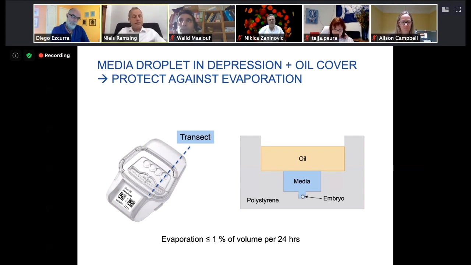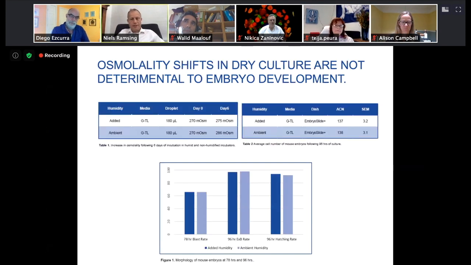We have evaluated this on numerous occasions and in many experiments, both with weight loss and with osmometer readings. And we can safely say that the amount of evaporation is less than 1% per day. That means that if we look at mouse embryo assays, we have, for instance, a starting point at 270 milliosmol for our GTL medium. In a humidified incubator, this increases to 275. In the EmbryoScope, it will increase a bit more to 286, but this is still much less than having any detrimental effect on the embryo.